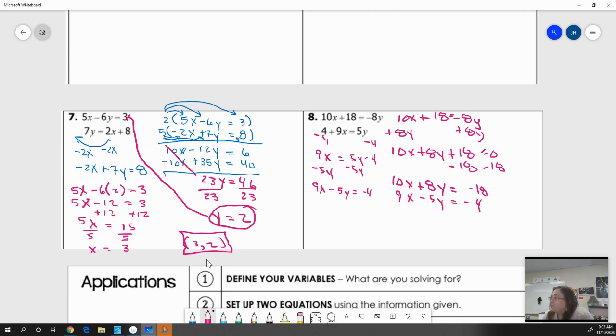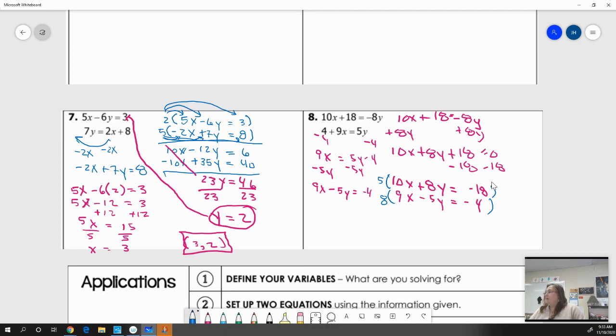The closest one I could find is if I multiply, change color so you could see. If I multiply this times 5, and I multiply this times 8, we'll cancel out our y's. I'm going to leave the solving of the rest of that to you because I want to discuss applications with you.